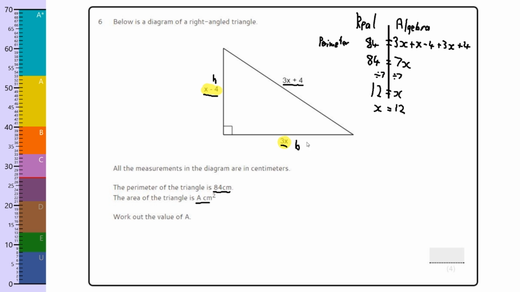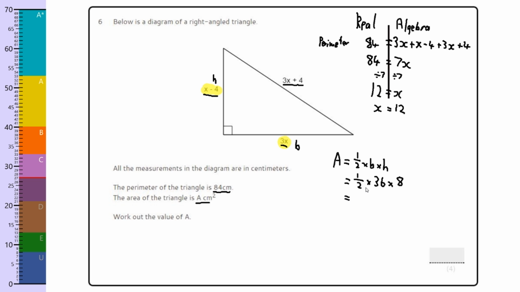And the formula for the area of a triangle, I'll just call it A, is half times the base times the height. Now if it was a rectangle it would be just base times height, but a triangle is half a rectangle, so we have to halve it. So it's half times the base. Now the base says it's 3x, so it's 3 times 12, which is 36, times the height. Now the height says it's x minus 4, so 12 take away 4, which is 8.